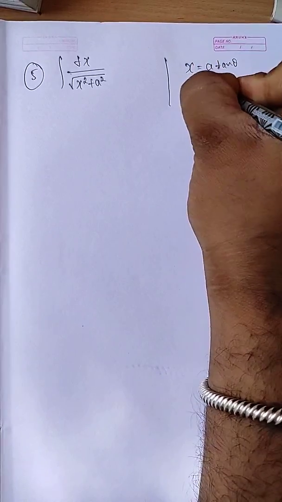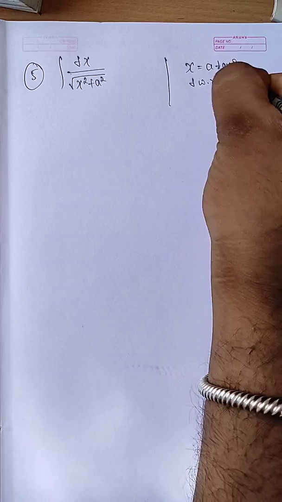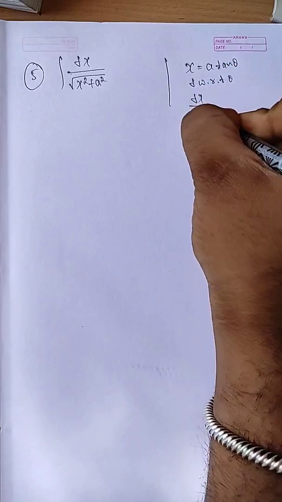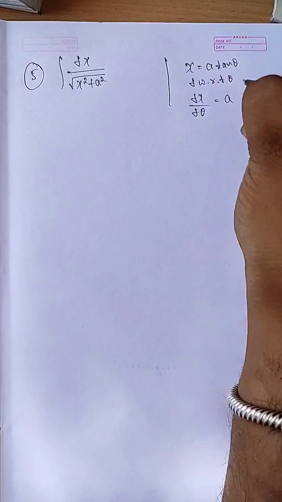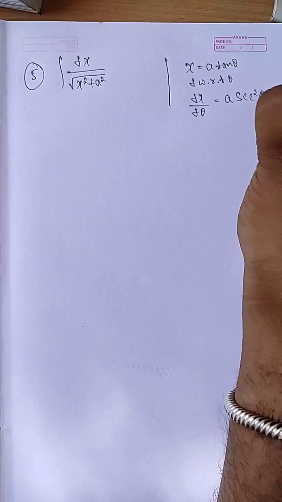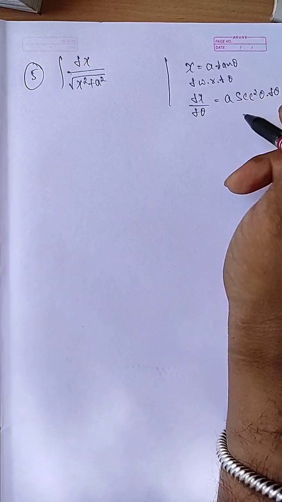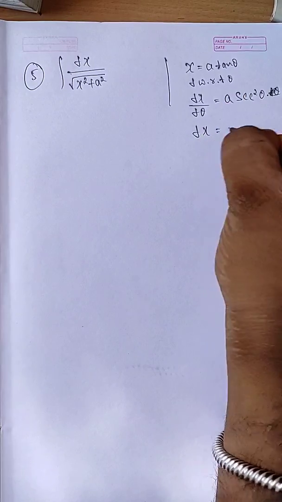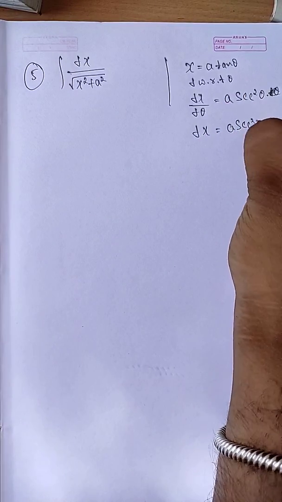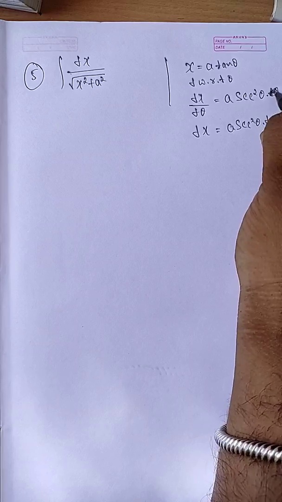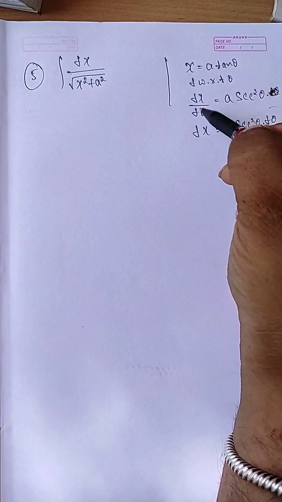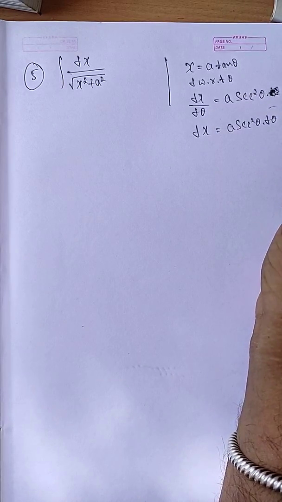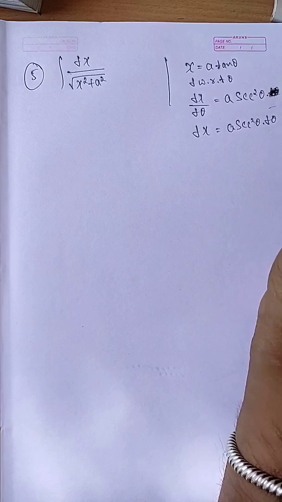So differentiate with respect to theta. dx by d theta is equal to a, which is a constant, into the derivative of tan theta, which is secant square theta. Cross multiplying, dx is equal to a secant square theta d theta. Is it clear? If you avoid one more step, you can directly write dx is equal to a secant square theta d theta. Is it clear?